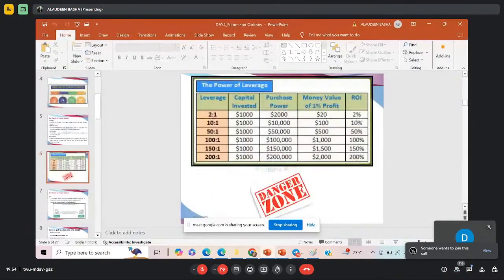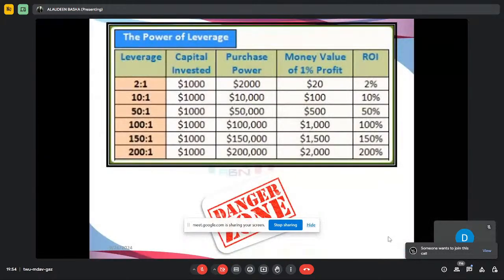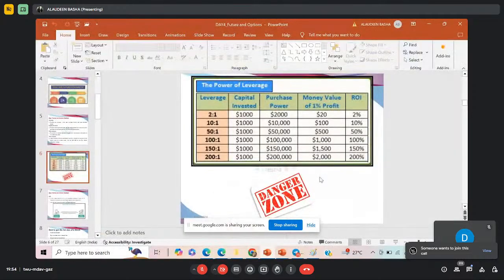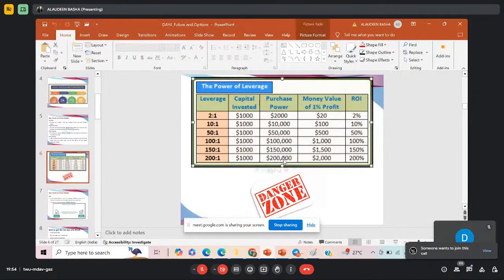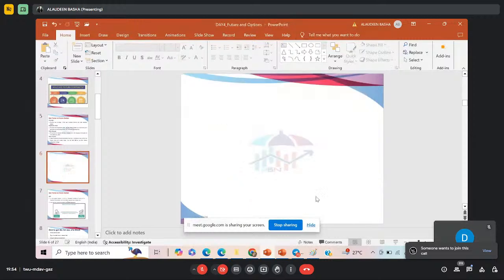Okay. So for example, if you have 1,000 rupees in your account, and the particular brokerage gives two times leverage, that means 2,000 rupees. Once you get a profit of even 1%, you get 20 rupees. The ROI, return on investment, is 2%. From a profit point of view, there is no issue. Based on the leverage, you can increase your profit and return on investment. There is no issue. But in case we go with another scenario, I will explain.